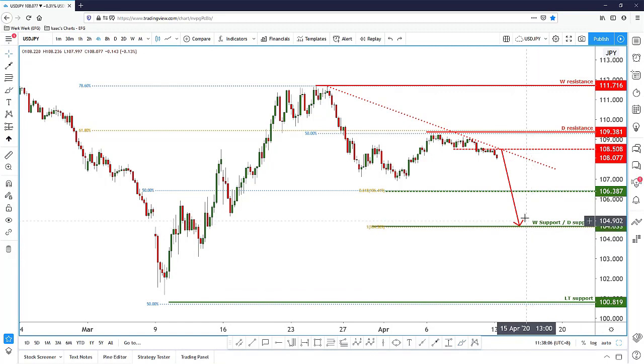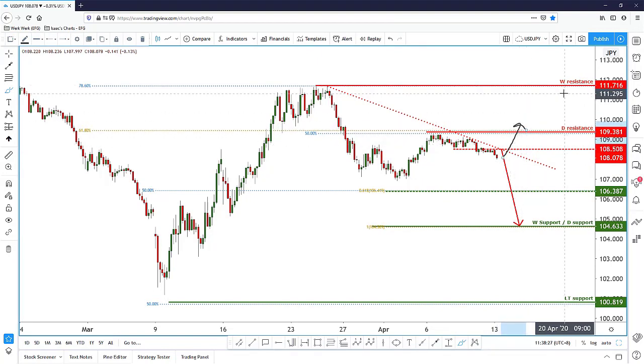All right. So once again, the daily resistance at 109.38 will be my stop loss. My entry will be 108.50. First take profit at 106.38. Second take profit at 104.63. Should price reverse, break above the descending trend line resistance and even above the daily resistance, this bearish idea is invalidated, and we'll flip it the other way around and play for price to push towards the weekly resistance.